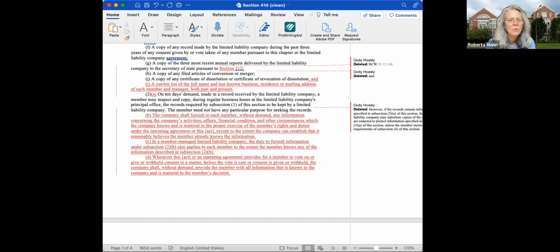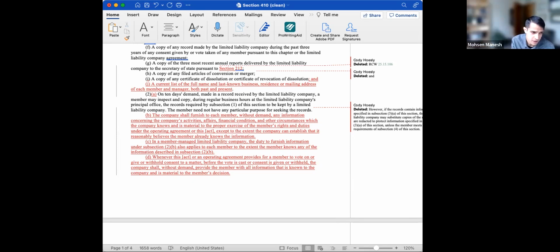Could someone explain how B and C interact? Because I'm sure there is something, but it just seems confusing. It says, except to the extent that the company can establish that it reasonably believes, and then it also applies to each member. Okay, so that means that the member has to supply information. Okay, thank you. Sorry, I was looking at it, it's a little confusing.